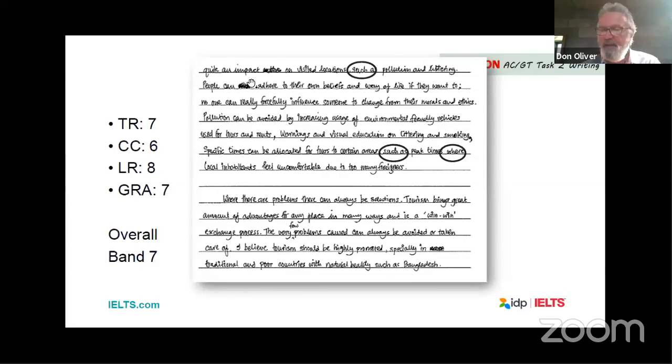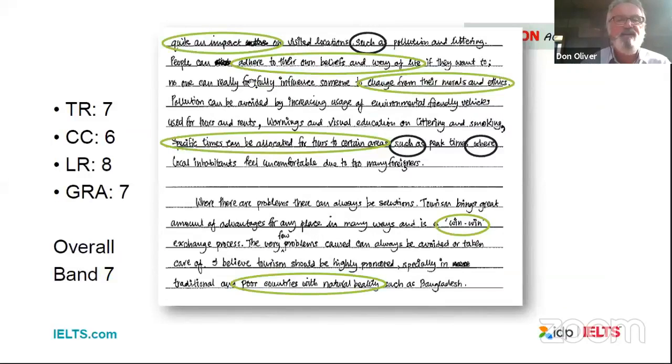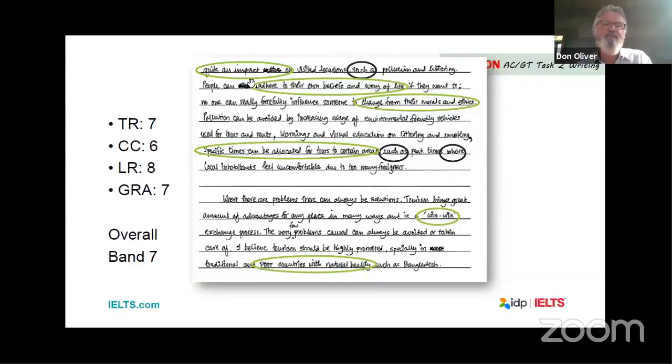But in terms of their lexical resource, of course, they got a high score. They got an 8 for that. Quite an impact. Adhere to their own beliefs and ways of life, etc. Specific times can be allocated. Change from their morals and ethics. Win-win is an idiomatic phrase. Poor countries with natural beauty. All of this is excellent. This person is strong in terms of their vocabulary, but weak in their ability to use pronouns. It's clear what this person must do to improve.